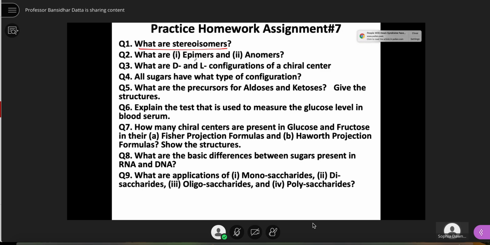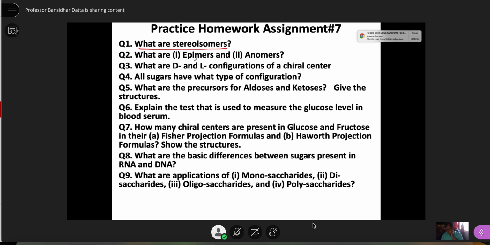Would it be D-mannose and D-glucose, which are two epimers? Absolutely right. And glucose and galactose are the C4 epimers. Yeah, absolutely. Who can tell me what the anomers are?